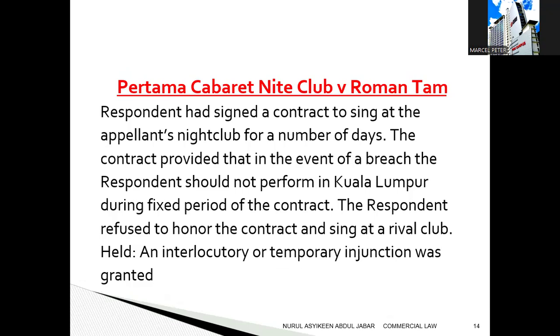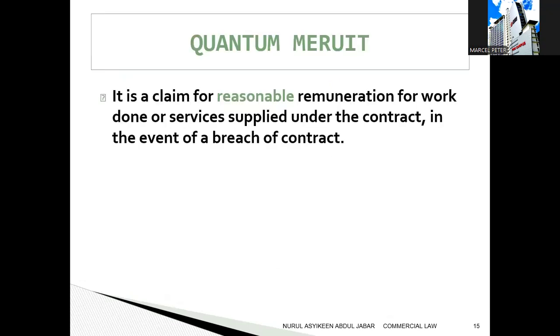So, the principle that links to Section 55 SRA: although Section 55 allows an injunction, the court will only grant it if it is fair and reasonable. And it will not grant it if it is causing hardship or injustice. So let's move on to the last one, which is quantum meruit as a remedy for breach of contract.